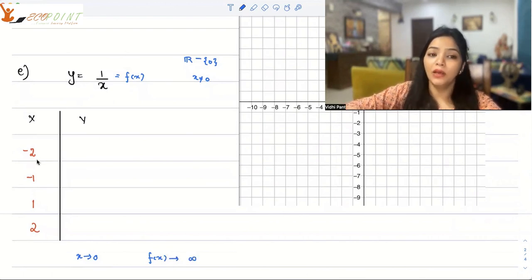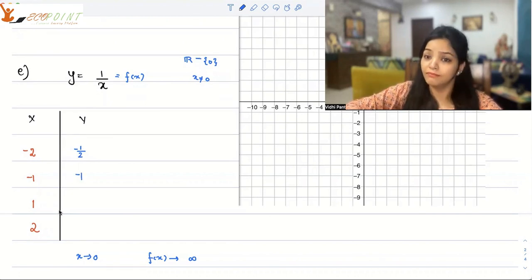Okay, now when x is -2, what's going to happen? We do get a valid entry. I can take negative numbers also here. I'm going to get -1 by 2, or 1 upon -2. That is the same as -1 by 2 by the properties of numbers.